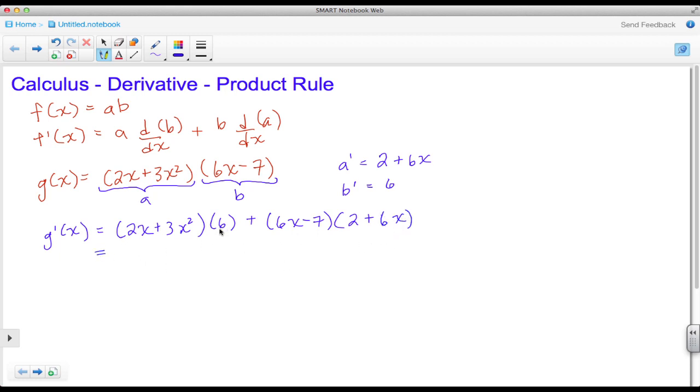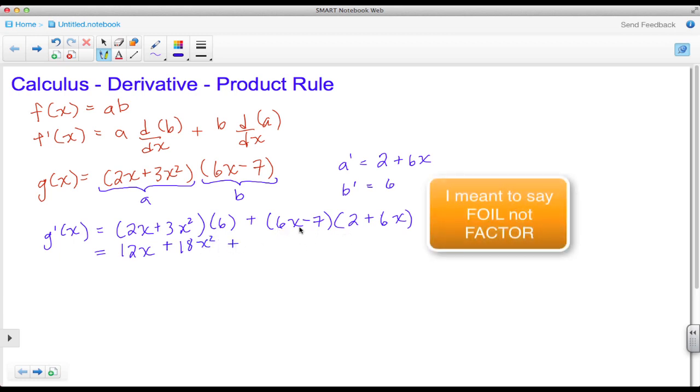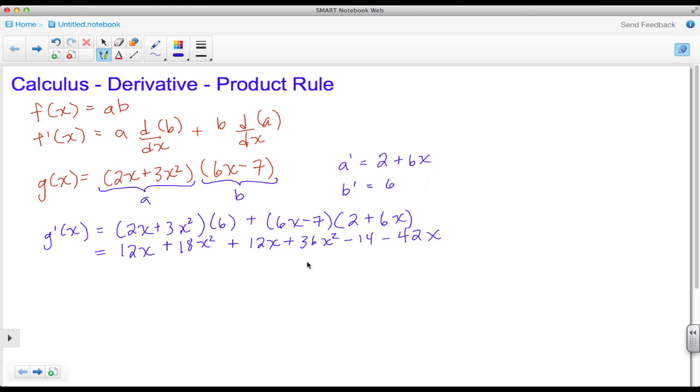Here I'm going to distribute a 6 to both terms. So this here is 12x plus 18x squared. And on this one here I need to multiply it out. So I've got 6x times 2 to give me 12x. And then 6x times 6x to give me a 36x squared. A negative 7 times 2 to give me a negative 14. And a negative 7 times this 6x to give me a negative 42x.